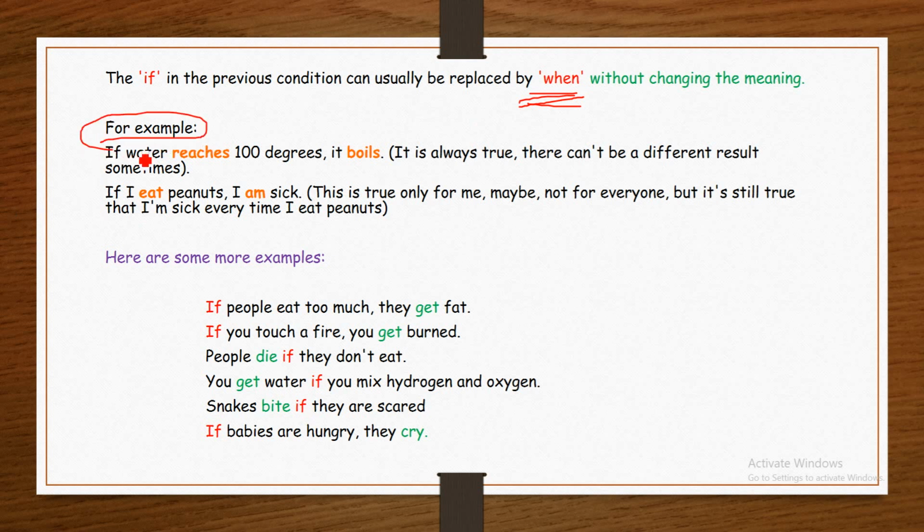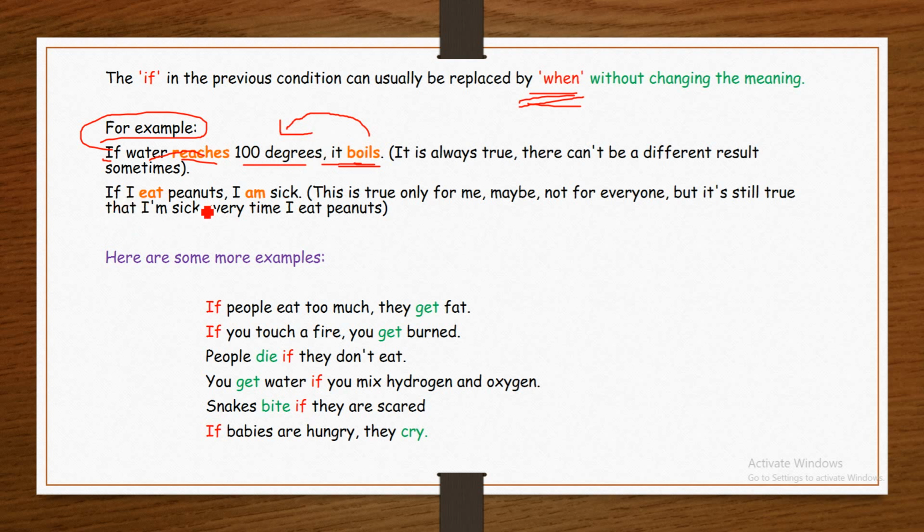Examples of zero conditional. If water reaches 100 degrees, as I showed you in the previous example, it boils. It is always true. There cannot be a different result. The main clause is a result of the if clause, and both clauses are in the present simple tense.